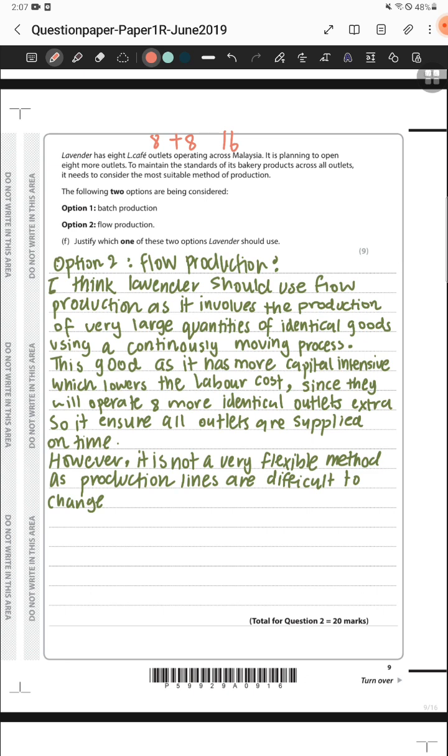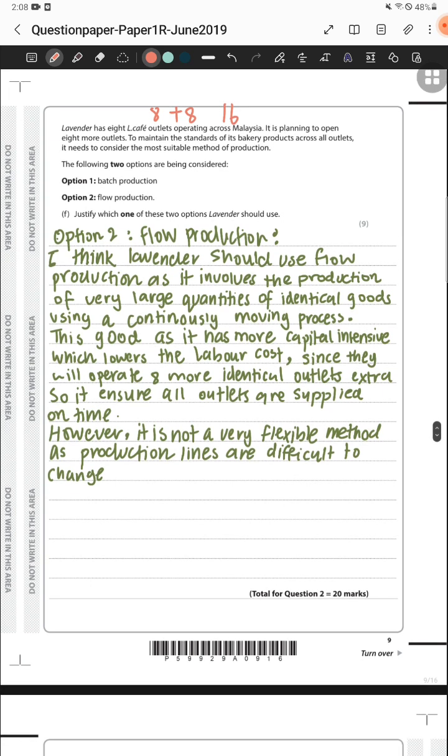So you can see in the marking scheme, if you want to choose batch production, because honestly many students are scared. They're like, okay, what if I choose the wrong one? There's no such thing as choosing the wrong one. It's entirely up to you. But sometimes it is better if you choose one option and not the other, because maybe it's easier for you to write about the option that you chose. So I think that flow production overall is a better option.